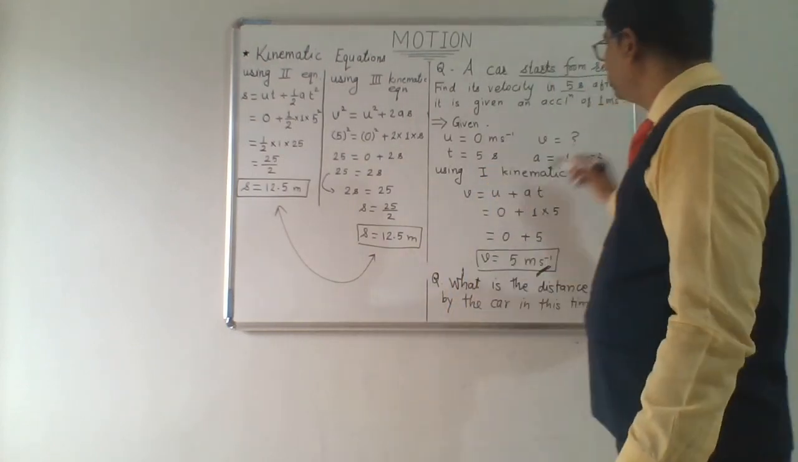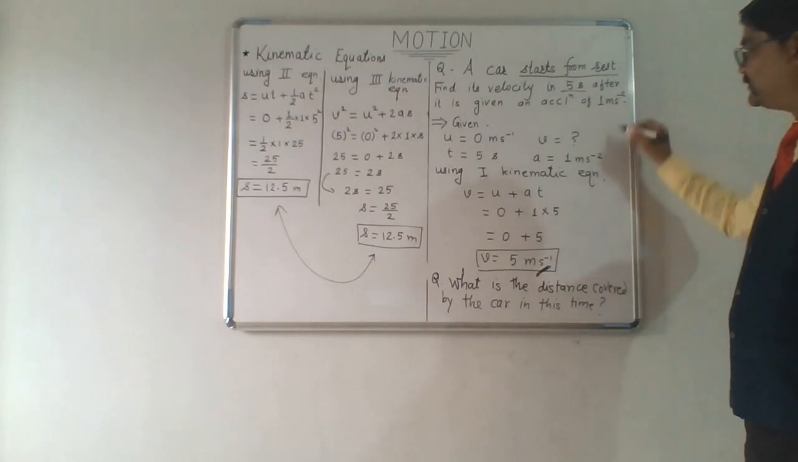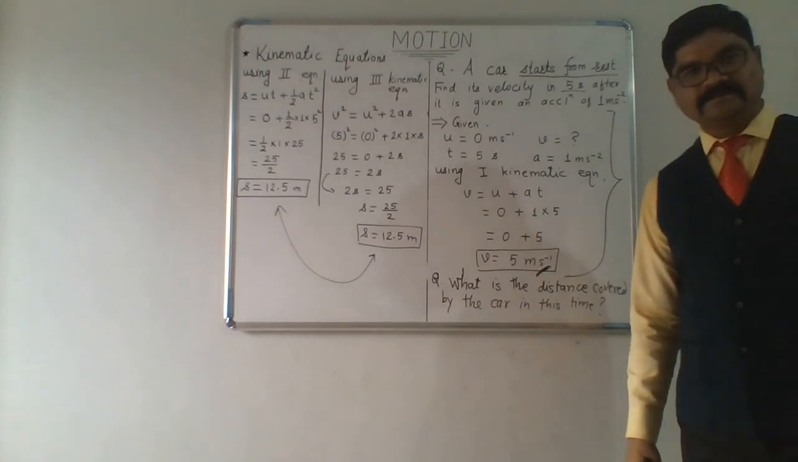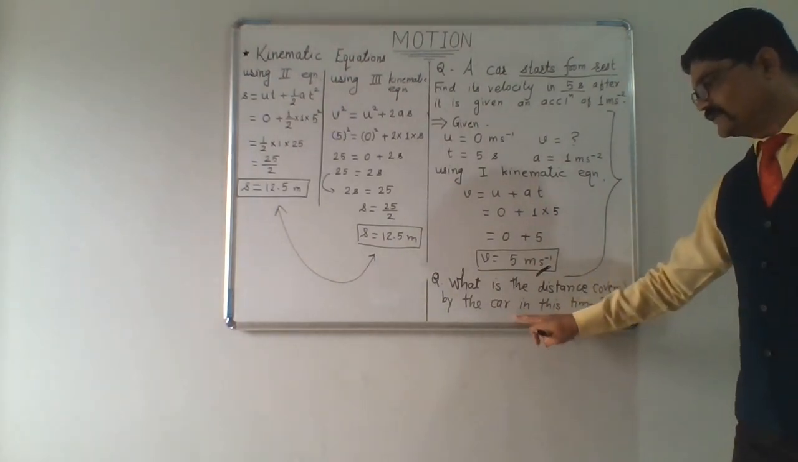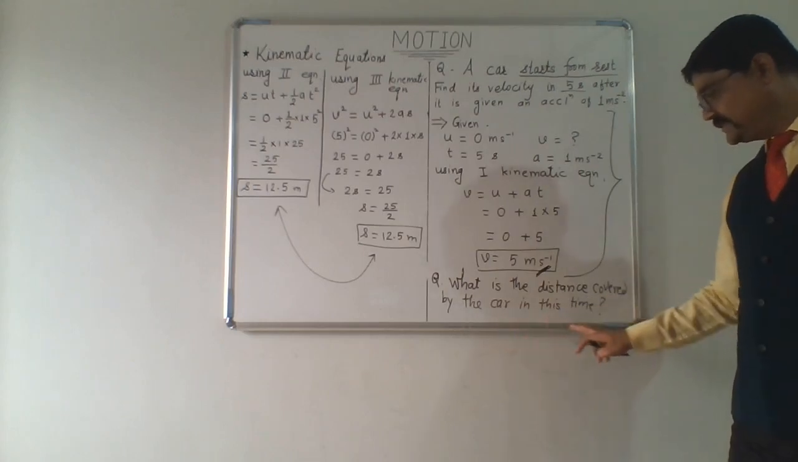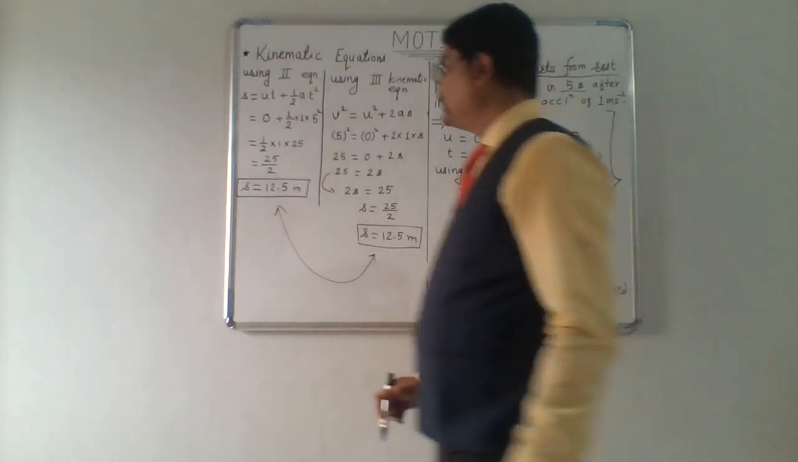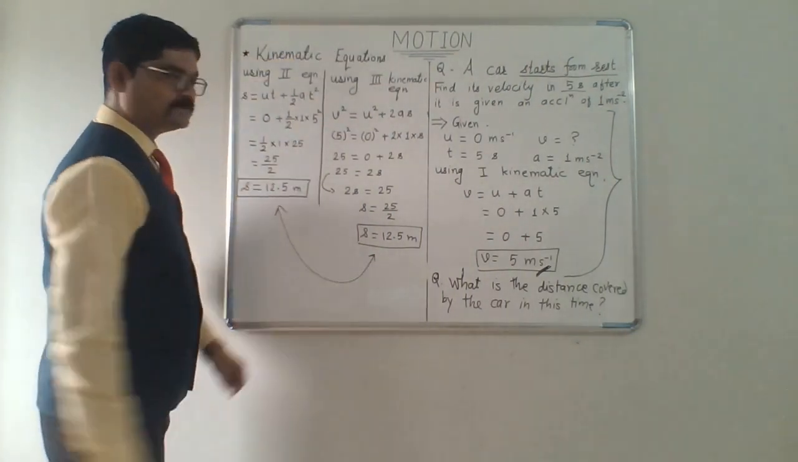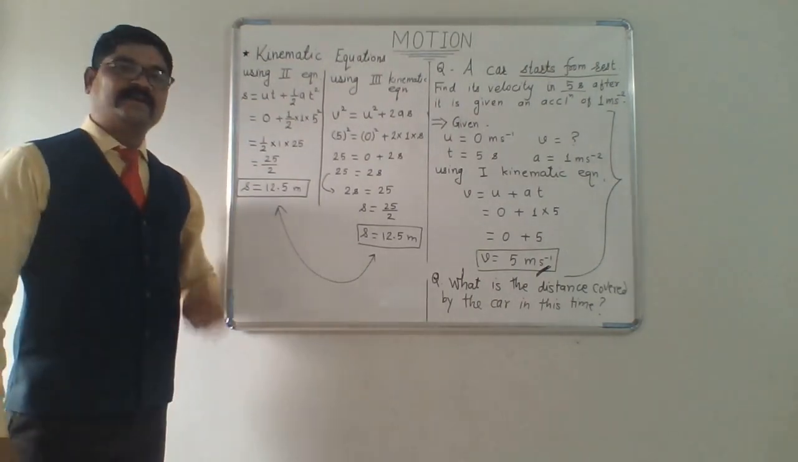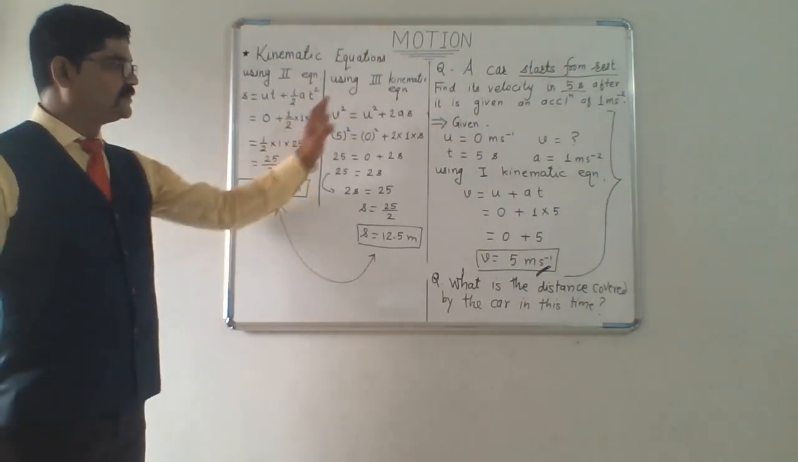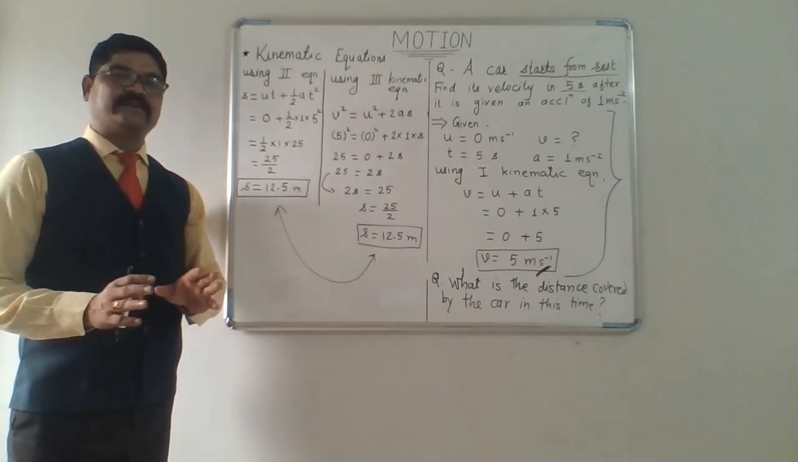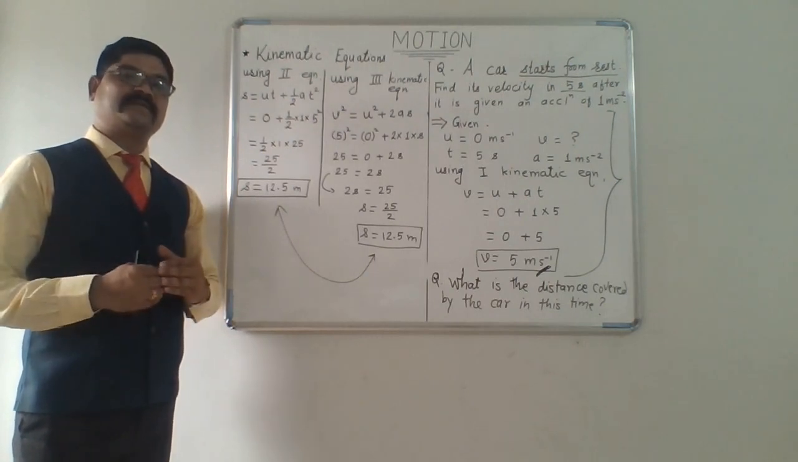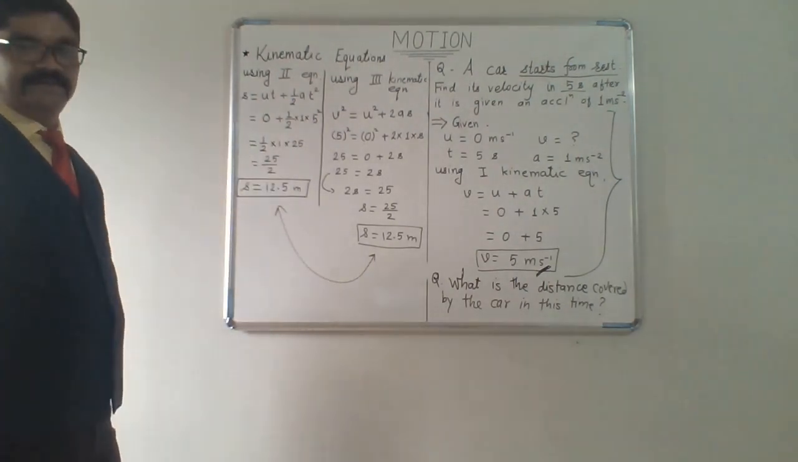Your answer for the first part is up to this. The final velocity we had calculated here. Answer for the second question, what is the distance covered by the car in this time, is simply this much or this much. Follow any one of the methods, either the first one or the second one. We are not supposed to calculate the distance covered using both the equations. Only use one of the equations.